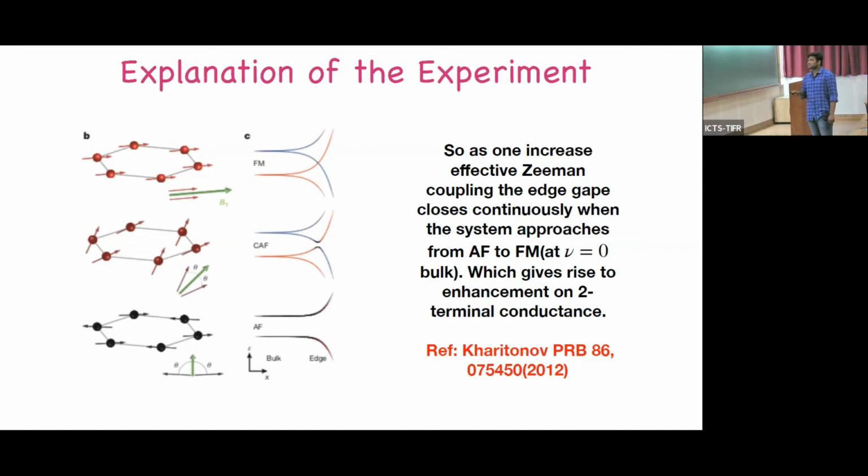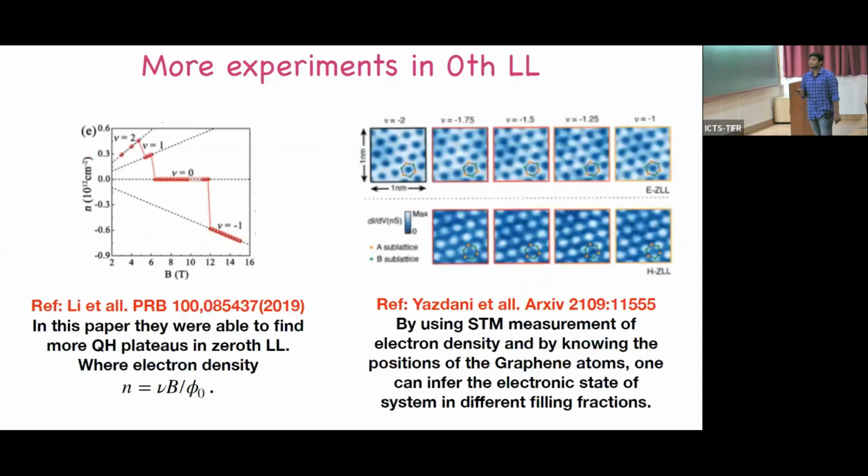So now if you tune your chemical potential like this, depending on this CAF order parameter, you will get more and more conductance. So this is where the CAF to ferromagnet phase transition in the bulk explains the conductance behavior in the experiment. Okay, so I think that is a well described theory.